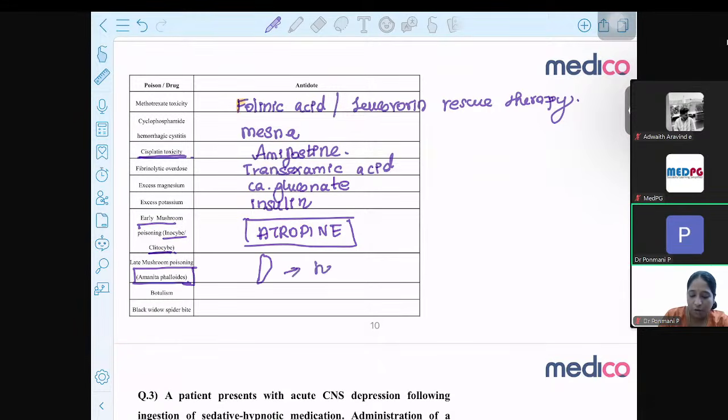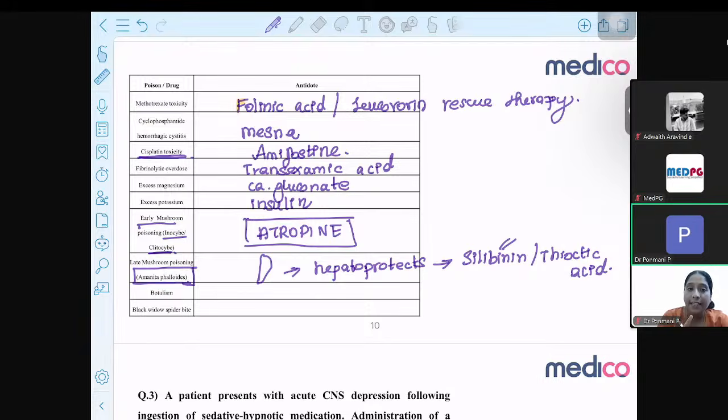So you're going to give hepatoprotectants. The hepatoprotectants which we can use are silibinin or thioctic acid. This is the treatment for late mushroom poisoning. So do not confuse: for early mushroom, it is atropine, and for late mushroom, it is silibinin.